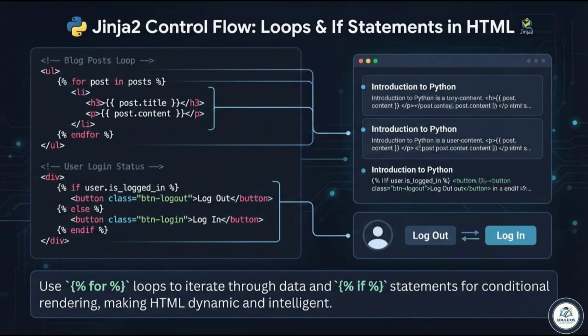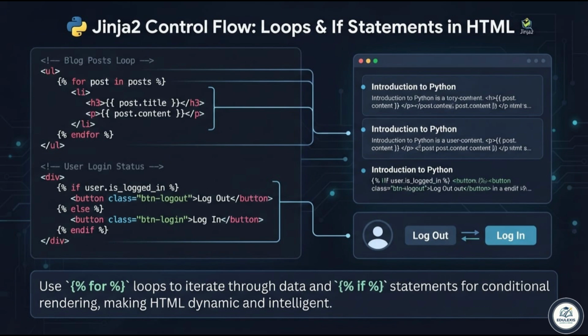Besides variables, Jinja 2 allows for control flow. This means you can use for loops and if statements inside your HTML. Imagine you have a list of blog posts. In Python, you pass this list to the template. Inside your HTML, you use {% for post in posts %} to iterate through the list and {% endfor %} to close the loop.